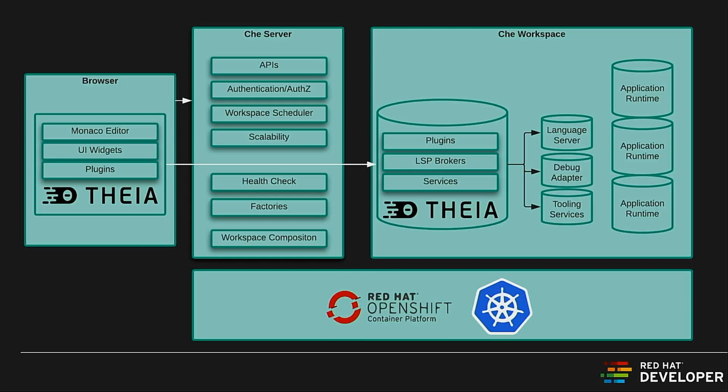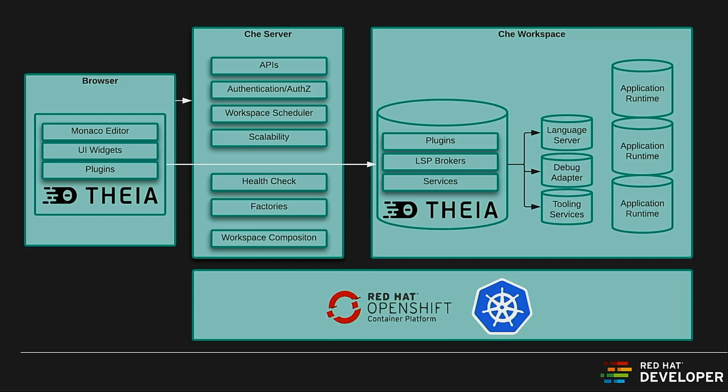There's still a browser. It is running Theia IDE, and there are plugins to it. I will talk more about how that works. There's a Monaco editor and a bunch of UI widgets that are done as part of the Theia framework. And then we still have the Che server, and the Che server provides all these services. It provides a scheduler, scalability, authentication, authorization. The factories are still part of the Che server. Workspace composition is a big part of it, so you can click a link and then it gives you a workspace. That's the logic that is built into the Che server.